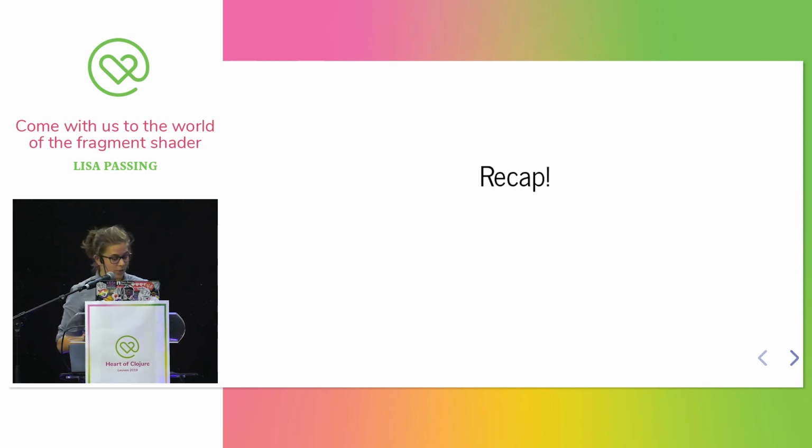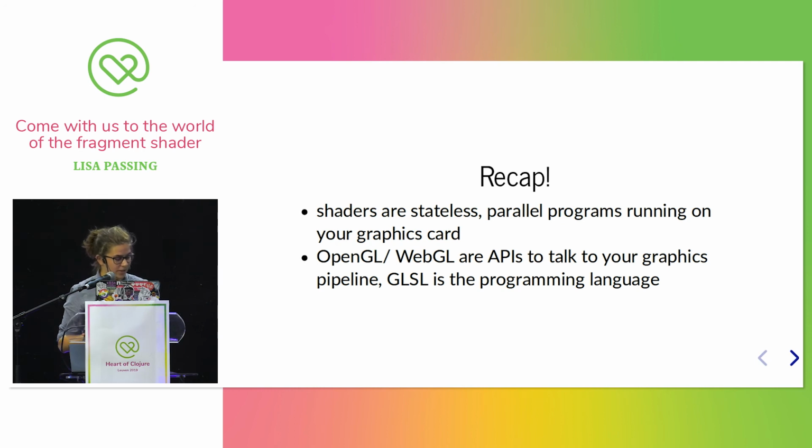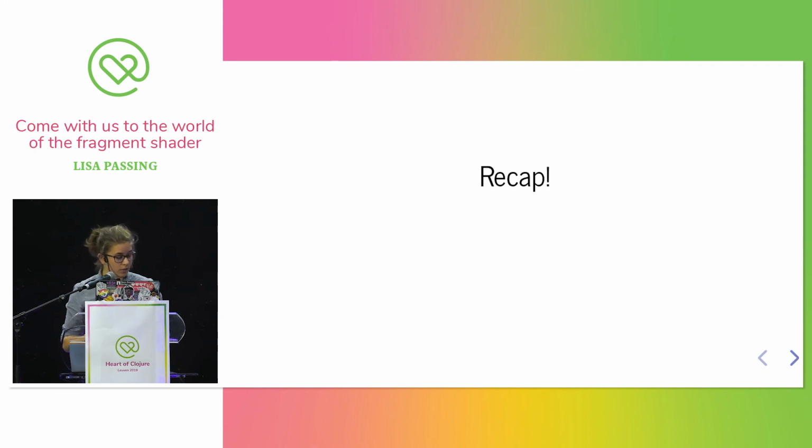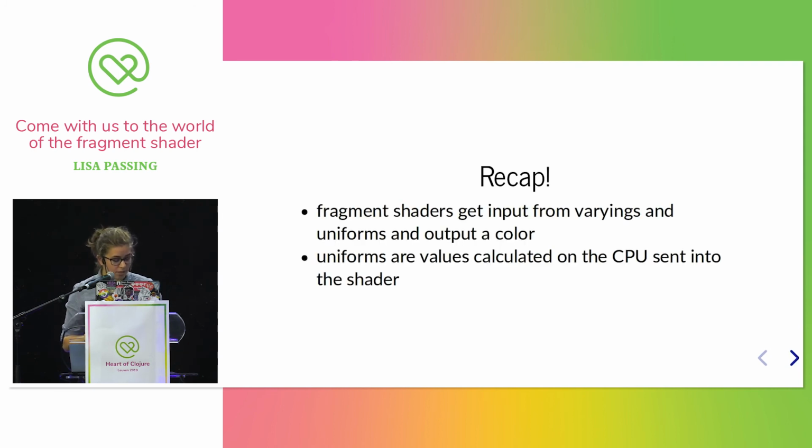This brings me to the recap part, and this is going to be fast because I'm already over time. Shaders are stateless parallel programs running on your graphics card. OpenGL or WebGL are APIs to talk to the graphics pipeline. GLSL is the programming language that you will use for your shaders. Fragment shaders get input from varyings, like the coordinates of each pixel, and uniforms, and in the end output a color. Uniforms are the coolest thing because they are values that you can calculate on your CPU and then send to the graphics card for further computation.